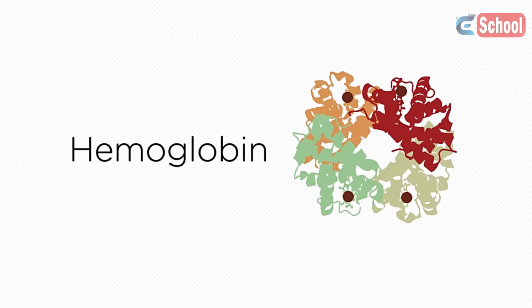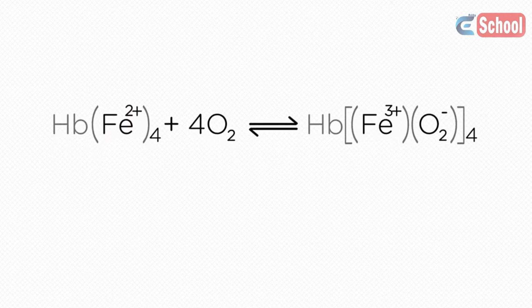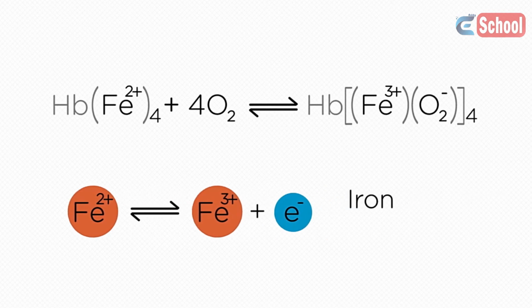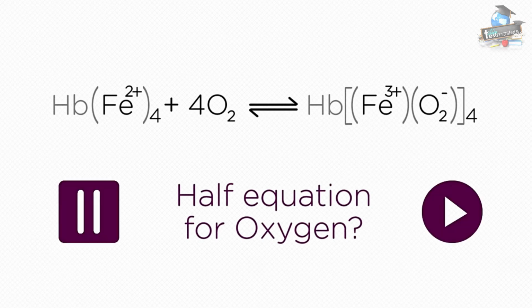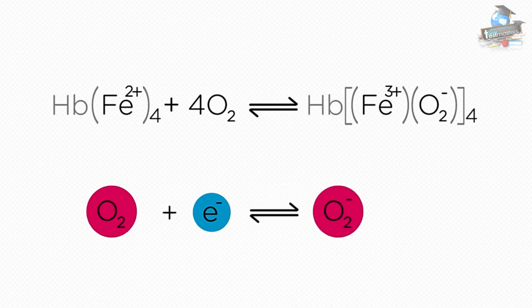Let's revisit the hemoglobin example we used in the last video. When the Fe2+ in hemoglobin takes up oxygen, it is reversibly oxidized to Fe3+. The half equation for iron is very simple. Fe2+ is in equilibrium with Fe3+ and one electron. Iron is oxidized in the forwards reaction. Can you write the half equation for oxygen forming the superoxide? Pause the video for a moment and think. The answer is that oxygen remains bound to oxygen, but undergoes reduction, gaining an electron from iron.